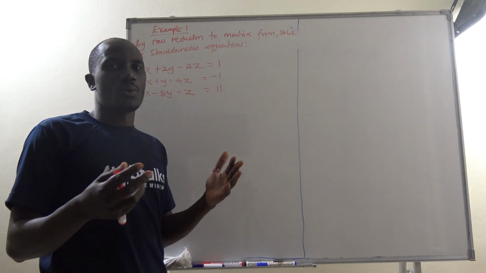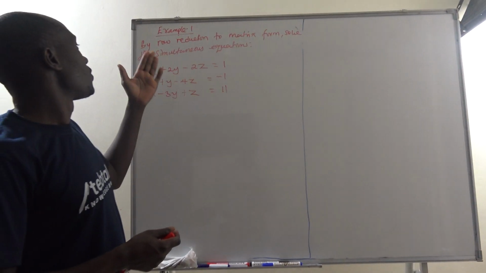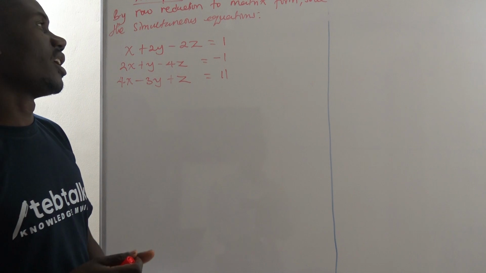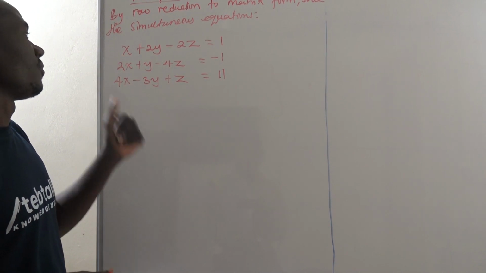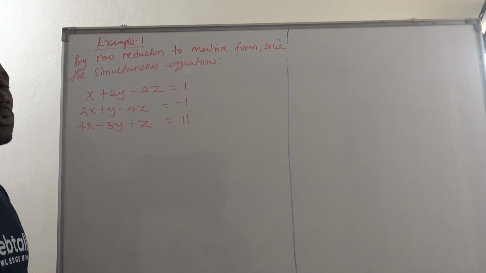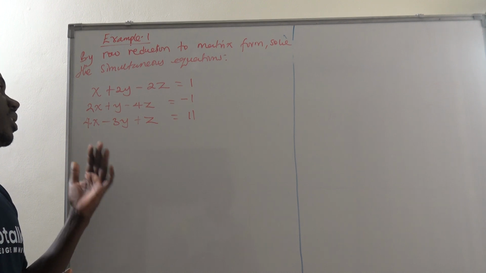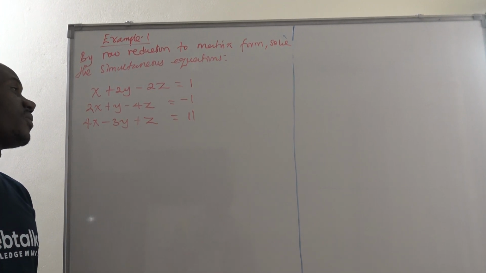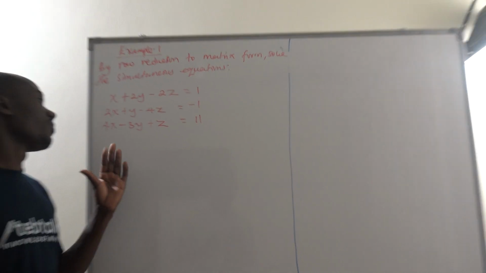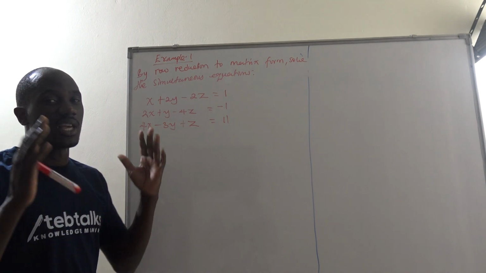So we are going to start with our example. Example 1: by row reduction to matrix form, solve the simultaneous equations. The first equation is x plus 2y minus 2z equals 1. The second one is 2x plus y minus 4z equals negative 1. The third one is 4x minus 3y plus z equals 11.